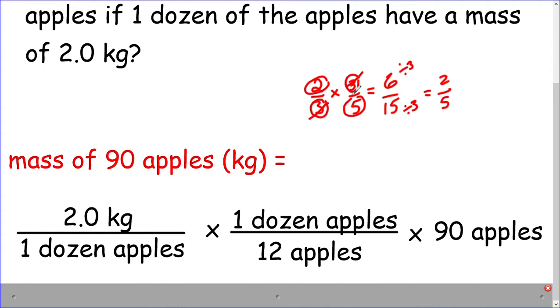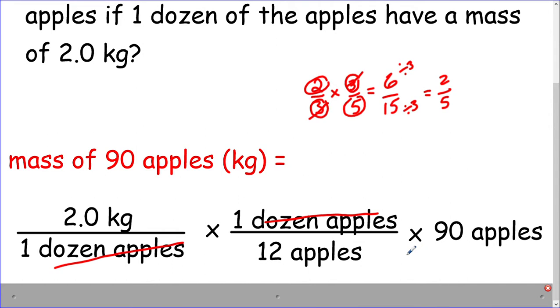I can reduce them because 3 divided by 3 is 1. So here, in our example, I have a dozen apples on the bottom for a unit and a dozen apples on the top for a unit. So my dozen apples are going to cancel top and bottom. And then if I look at what I have left here, I have kilograms per apple. So it's 2 kilograms over 12 apples.